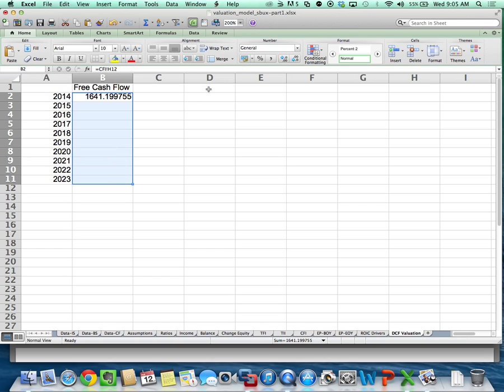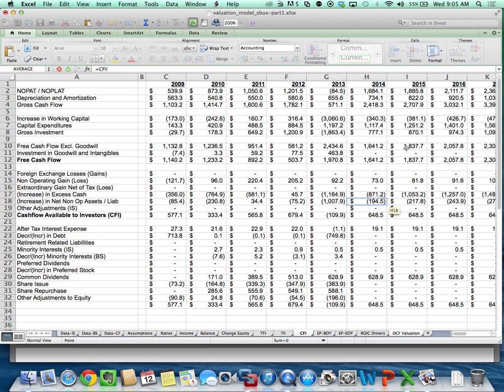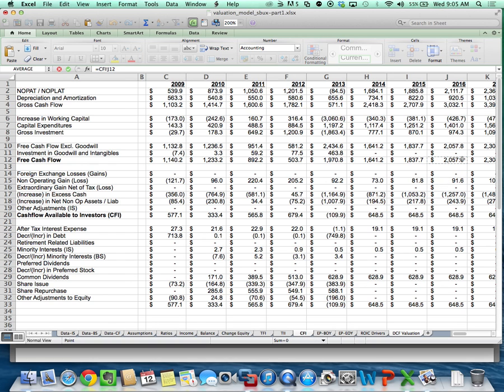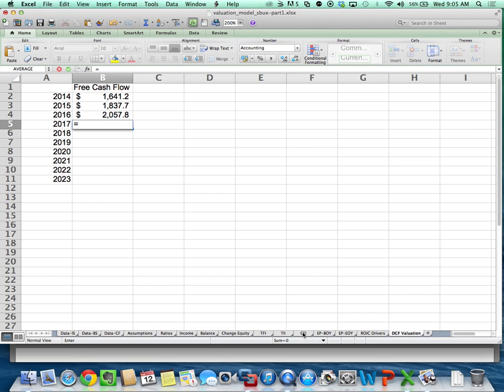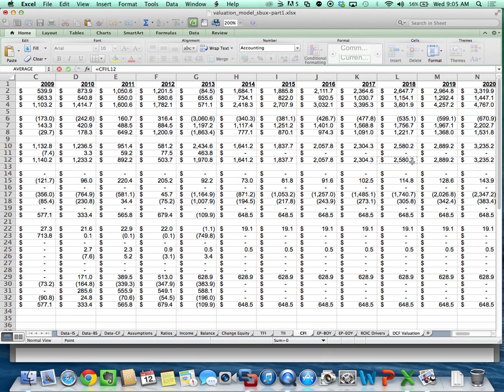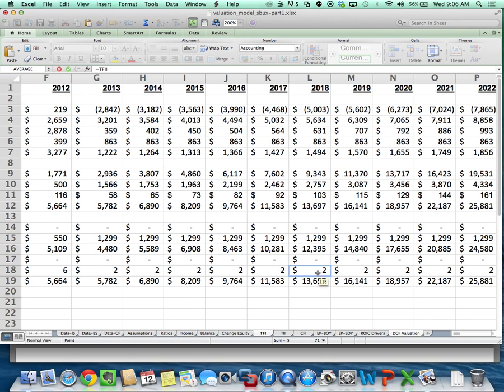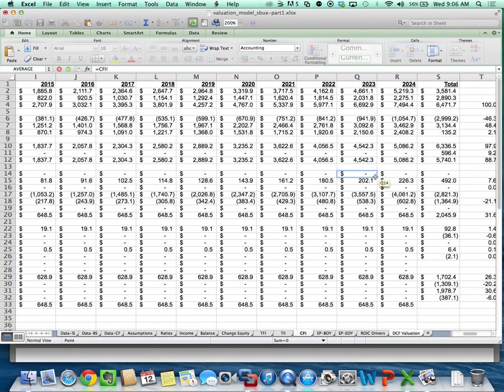And I'm going to format this column to currency, 1 decimal place, just to make it easier to see. 2015 free cash flow off my CFI. 2016 free cash flow. 2017 free cash flow. 2018, 2019, 2020, 2021, 2022, and 2023.